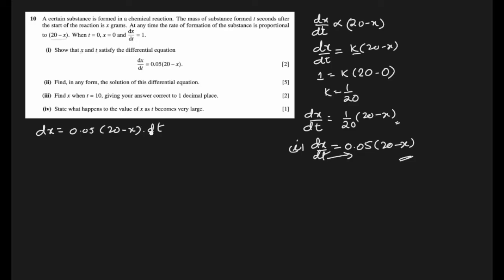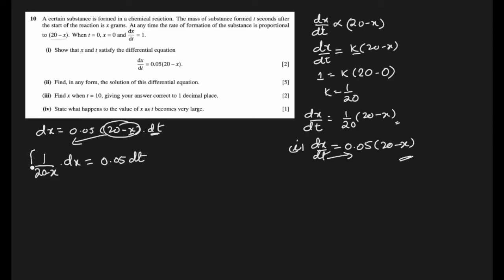But dt should be with t, not with x. That means this x must move with dx. And how will that move? It will become cross multiplication, it will become the denominator there. So 1 over 20 minus x dx is 0.05 dt.